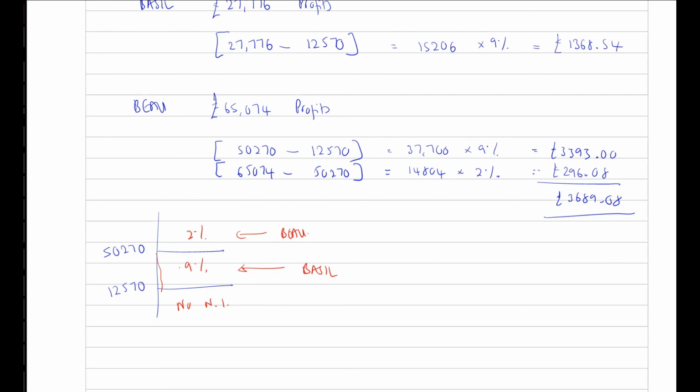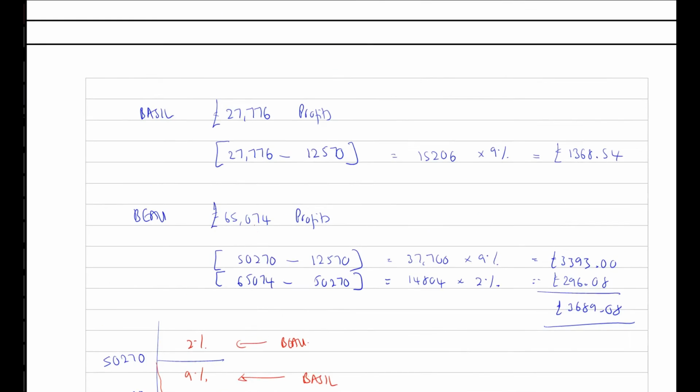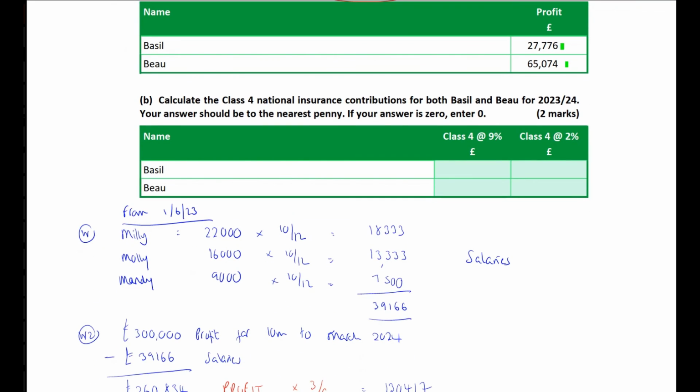So all that leaves us to do is to actually jot those answers into our answer boxes. It does say if your answer is 0 to write 0, so I must be careful to do that. There was nothing at 2% for Basil, so I have to put 0. And that completes my task then with partnerships and national insurance. So if that is a task that you did find a little bit tricky, do be sure to go back to your tuition materials or listen to the recording again and just keep practicing.